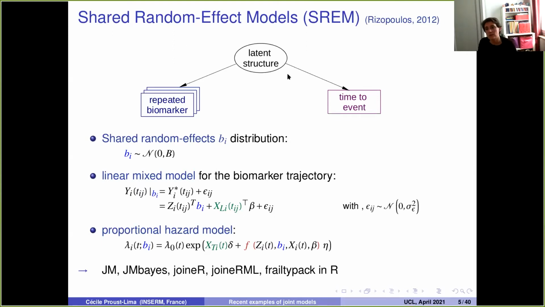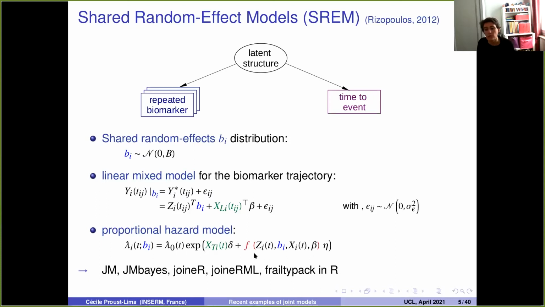Then I will also have a model for the time to event, so a proportional hazard model. Usually, you could have something else if you want, where the instantaneous risk of event will be defined according to this random effect. Basically, with a baseline risk function, and then a linear predictor with classical covariates, and a function here of my biomarker, so a function of z, b_i, x, and beta. And that will take into account how my biomarker is associated with my event.